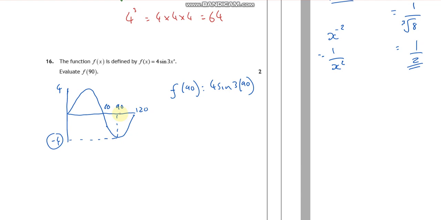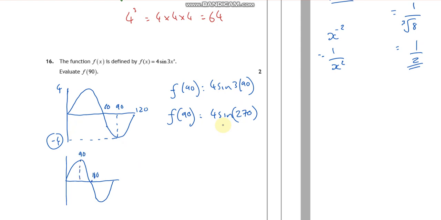But say you weren't able to do that, okay? You could say, right, well, f of 90, if I was to do sine 3 times 90, that's the same as 4 sine of 270. And then you could say, well, I didn't know how to draw this, I wasn't really sure. But you should be able to draw your regular sine graph, shouldn't you? Your regular sine graph, which does this. And then at 270 degrees, you should know that there's 90 degrees. That's 180. And this one is your 270. So again, at 270, it's here at negative 1. So that's the same as 4 times negative 1, which is negative 4.